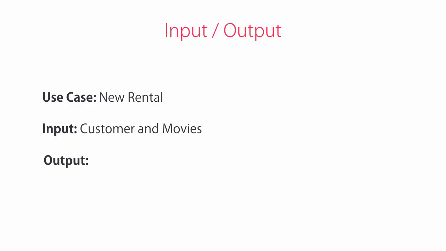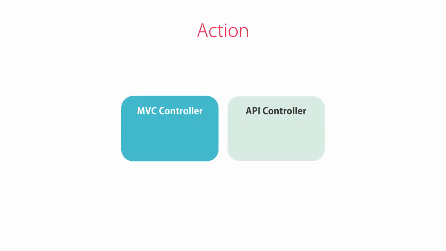So for our new rental use case, the inputs to our application are customer ID and movie IDs. What about the output? In most cases, in video rental stores, as far as I know, there is no output. A video rental store is not like an order processing system where we give the customer an order or a transaction ID. So for now, we're just going to assume that we don't have an output unless something changes later on. So on the back end, we need an action that our front end is going to call later on.